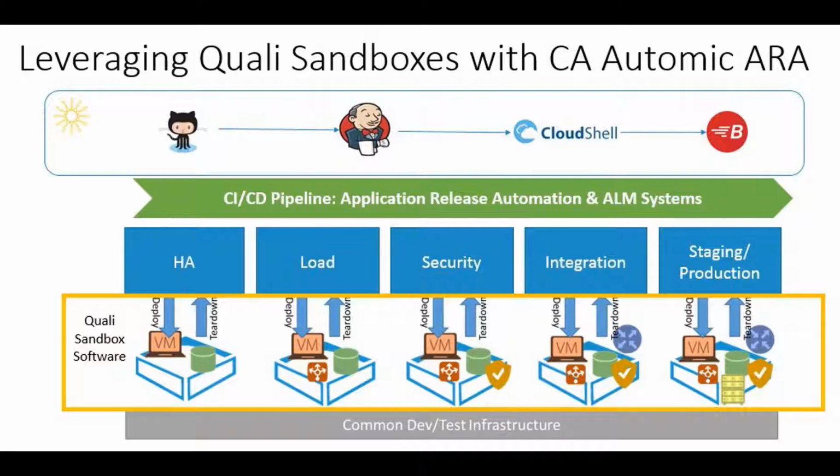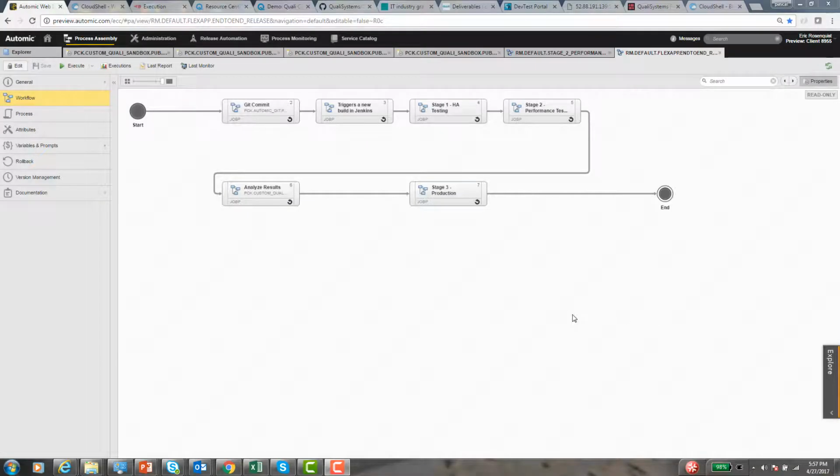In this case, we have modeled a workflow that chains together a Git source control server, a Jenkins build server, a CloudShell sandbox, and BlazeMeter. At each stage of the pipeline, we'll set up a sandbox, deploy the application, and for the performance stage, generate some traffic before eventually deploying to production once each test has passed with success. So let's look at this workflow in the Automic UI.